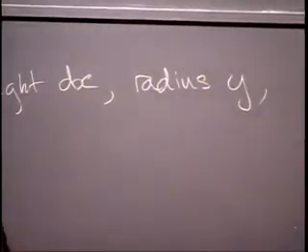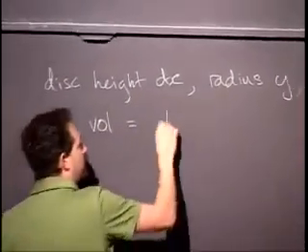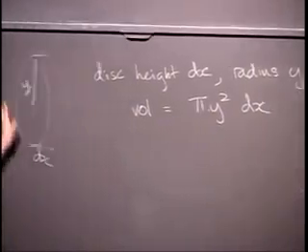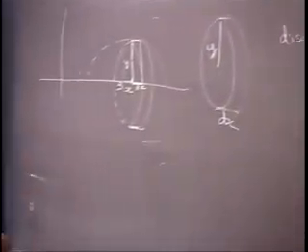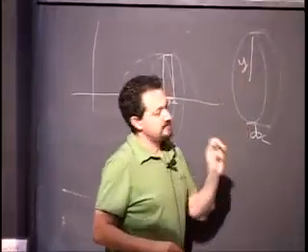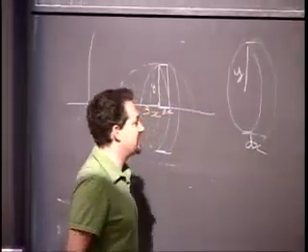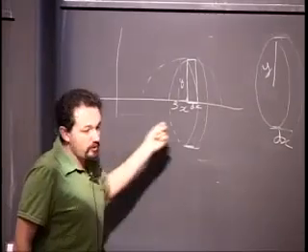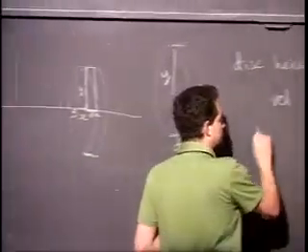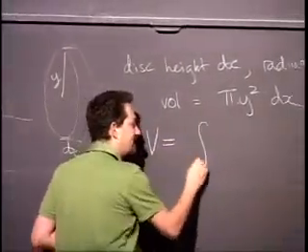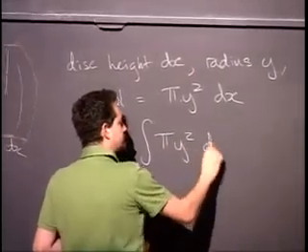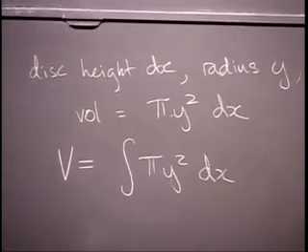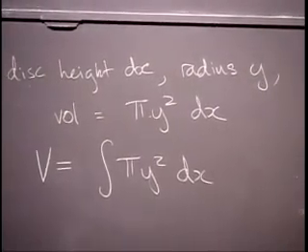So its volume is pi y squared dx. Pi y squared, of course, is the area of the top or the bottom, and dx is the thickness. So that's just pi r squared h in disguise. So, of course, to get the volume of the whole thing, we just whack an integral out the front. And again, x starts at 2 and goes up to 4 to cover the whole sphere.